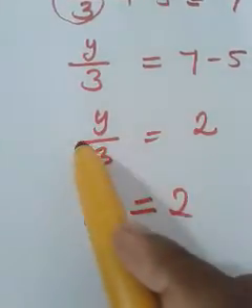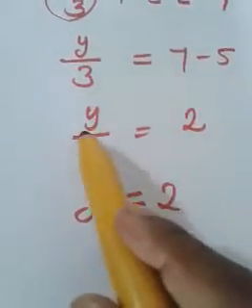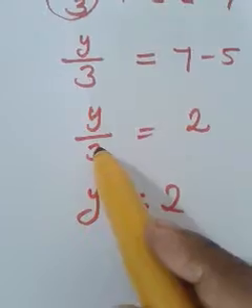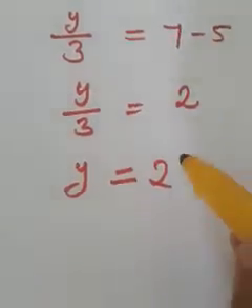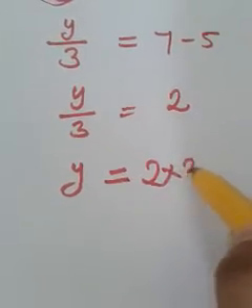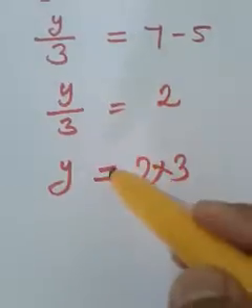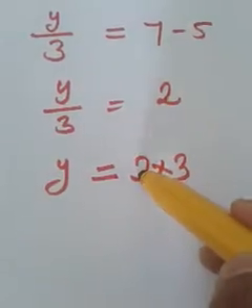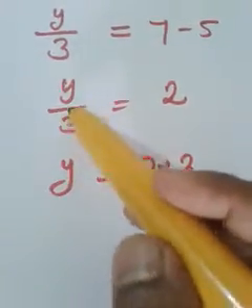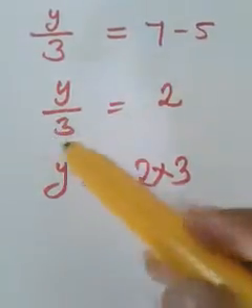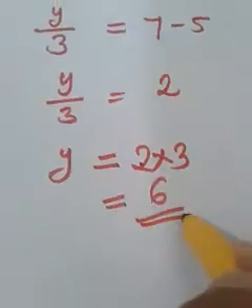Now it is time to take divide by 3 to the right side. Here the operation is division, no? By using 3 we divided y. So when you take it to the right side, it becomes the opposite operation, that means multiplication, into 3. When you take divide by 3 to the right side, it becomes multiplied by 3. So 2 into 3 is nothing but what? 6. So we got the value of y as 6.